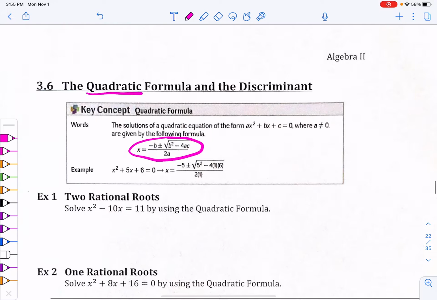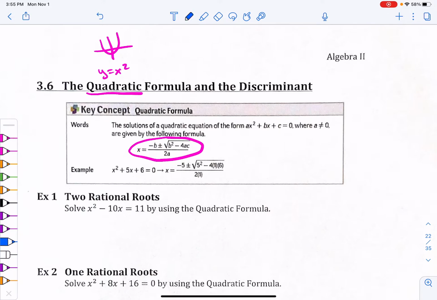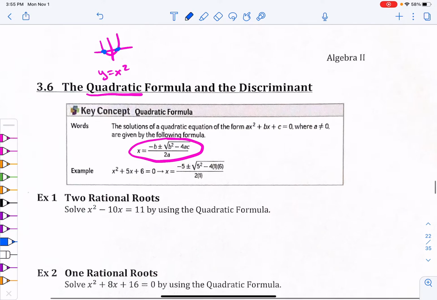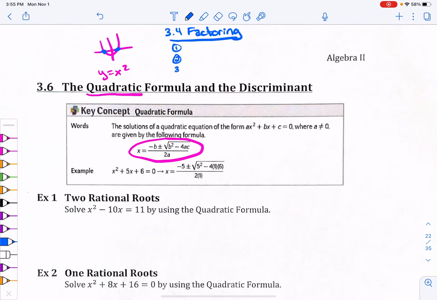So we're still talking about quadratic functions, which are y equals x squared, which are still like parabolas, and we're still trying to find these places where it crosses, okay? So in section 3.4, we talked about factoring, and the four methods of factoring were used to find those places where it crosses, right? We could find that stuff. And that was the GCF method, the simple trinomial, complex trinomial, and difference of squares. Those four methods help me find those places where it crosses, okay?